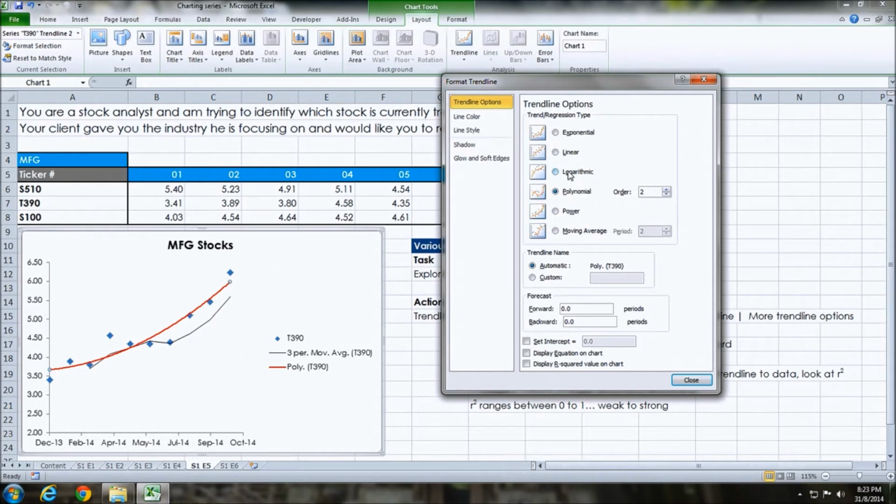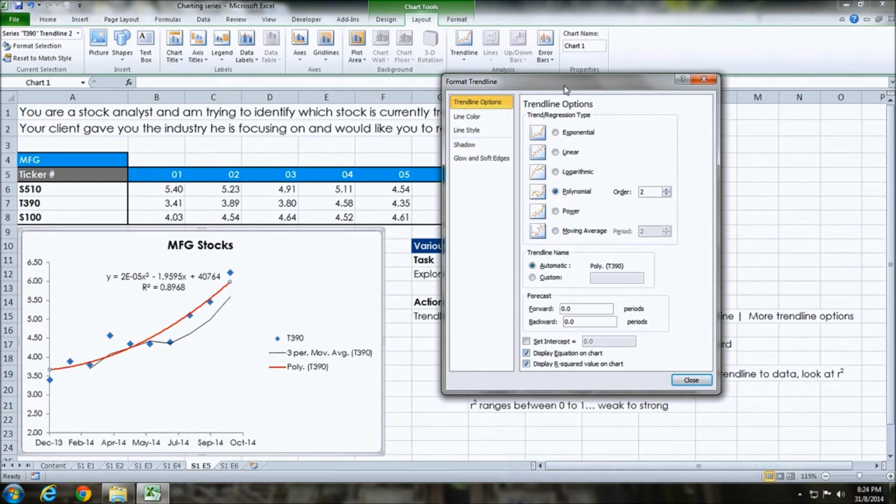The main difference between polynomial and moving average would be polynomial's ability to do forecasting forward and backward, right? And this is because polynomial leverages an equation to plot the trend line. To better understand the equation, let's display the equation on the chart itself. Okay, so click on display equation on chart, check it, and also check on display R-squared value on chart, right?